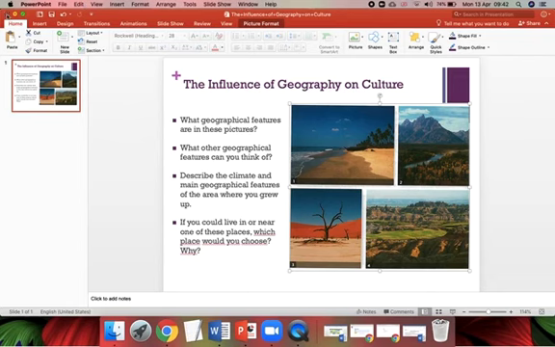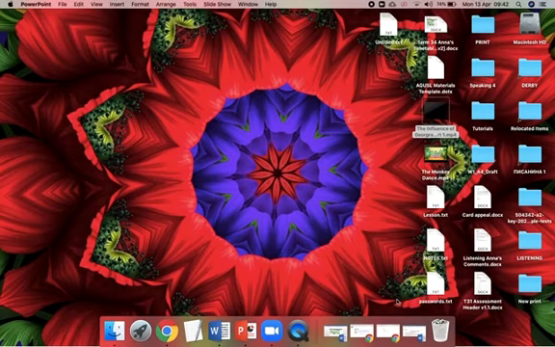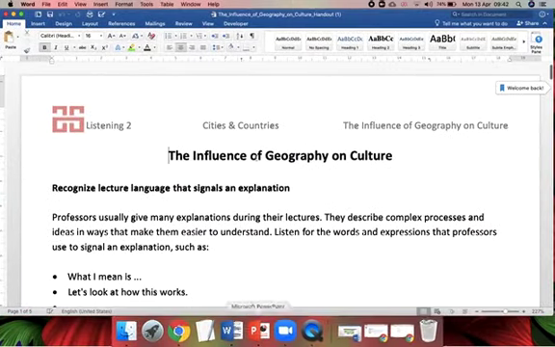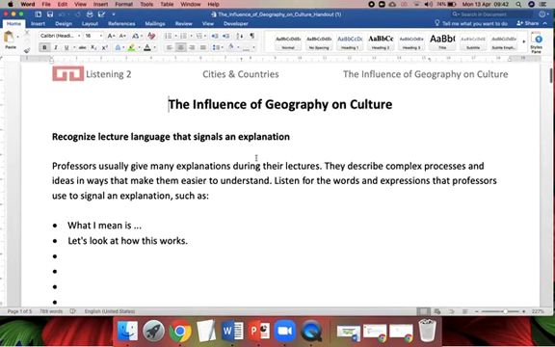Okay, so now let's download the handout from your lesson. You have the influence of geography on culture, and today we are working with lecture language that signals an explanation, because very often professors explain complex processes or ideas and they understand that students may struggle with them, so they give many explanations during their lectures. In this way, it's easier to understand them.